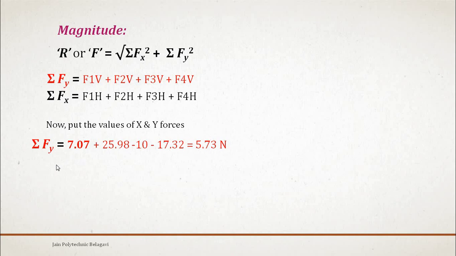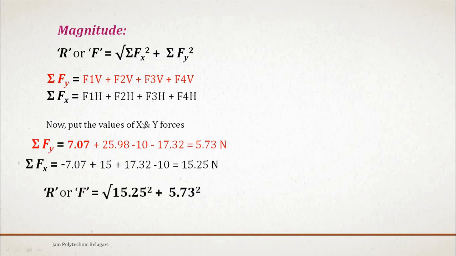Similarly for summation Fx, all the horizontal components of the forces F1, F2, F3 and F4: the first value was minus 7.07, 15, 17.32, minus 10. So it is again a positive answer. Summation Fy and summation Fx are both positive. It means the resultant is going to lie in the first quadrant.